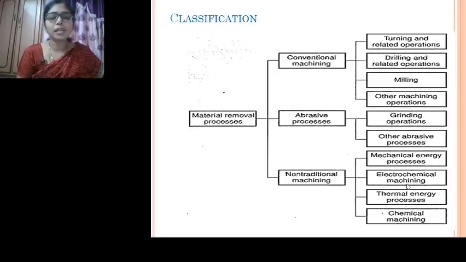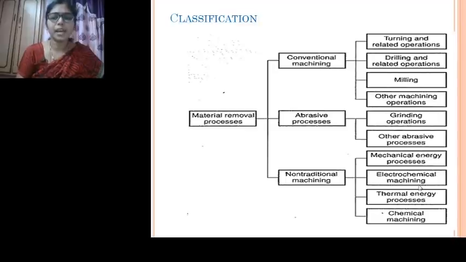There are other processes like electrochemical machining process, where we use both electrical energy and chemical energy. The best example is the electrolysis process. By using electrolysis, you can remove the material from the anode surface by using a cathode, when both are placed in an electrolyte, which acts as a solution medium for the removal of the material.